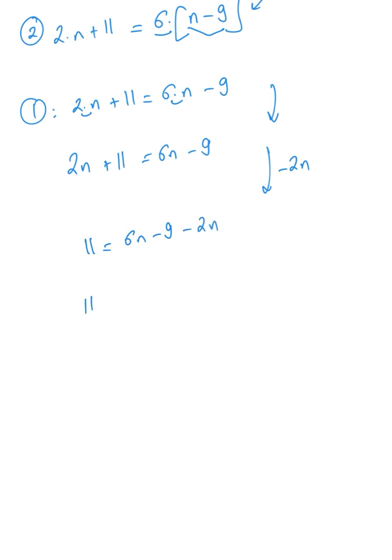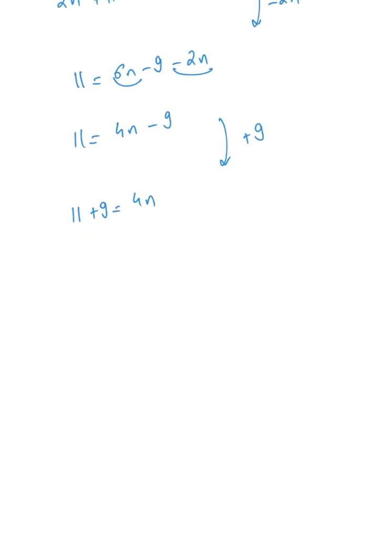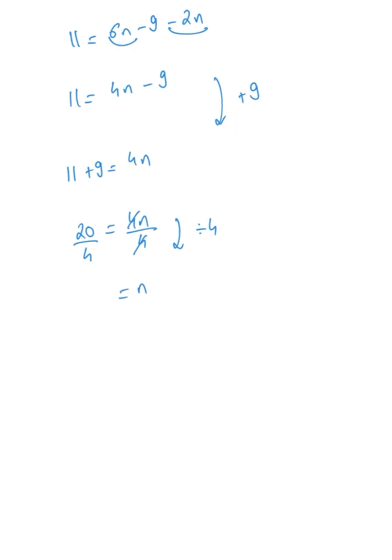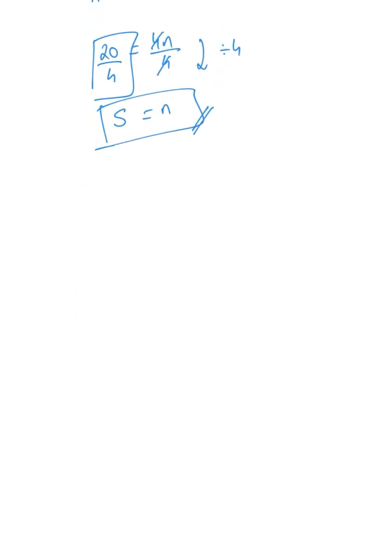And this gives us that 11 is equal to, what is 6n minus 2n? It's simply equal to 4n. So 4n minus 9. And now let's add 9 to both sides of the equation in order to have that 11 plus 9 equals 4n, which means that, what is 11 plus 9? It's 20. 20 equals 4n. Now let's divide by 4 both sides of the equation, and we get that n by himself is equal to 20 divided by 4, which is 5. So n equals 5 is the answer to the first equation, to the first interpretation of the problem.